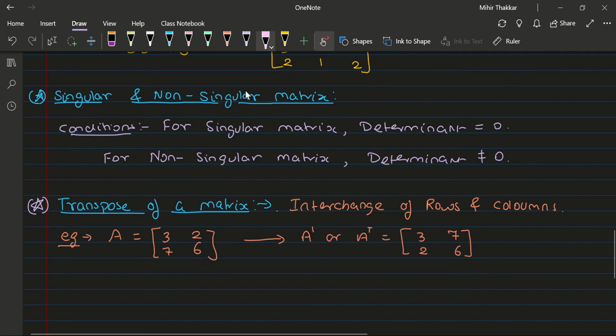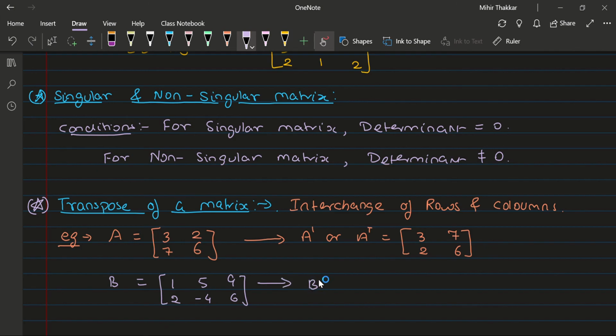Let me take one more example for you. Matrix B. If I have 1, 5, 9, 2, minus 4, 6, then in that case B dash or B transpose is given by 1, 5, 9. The first row will now become the first column, and 2, minus 4, 6. The second row will now become our second column.